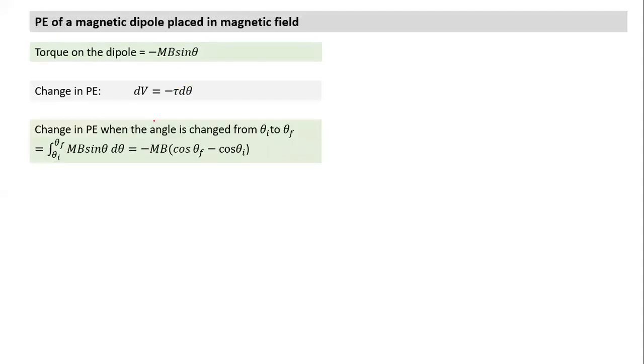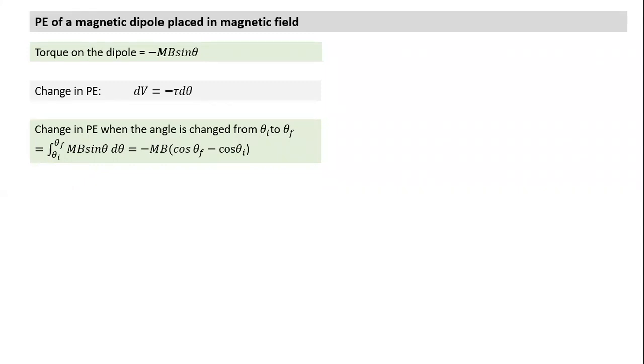But if the angle changes from some initial angle theta i to final angle position theta f, in that case we need to integrate from initial angle to final angle. And when we substitute, minus has become plus, we have substituted the value of this term in this equation. It becomes m b sine theta d theta. It's an extremely simple integration. So it becomes minus cos theta. If we take the minus sign outside, it is minus m b (cos theta f minus cos theta i), final angle, initial angle. This gives you the change in potential energy.